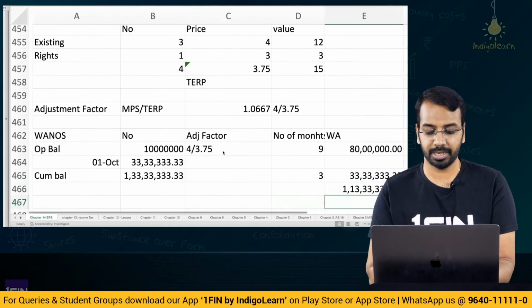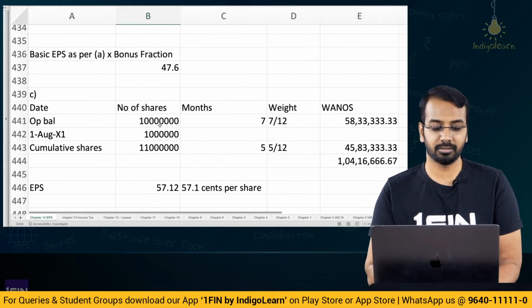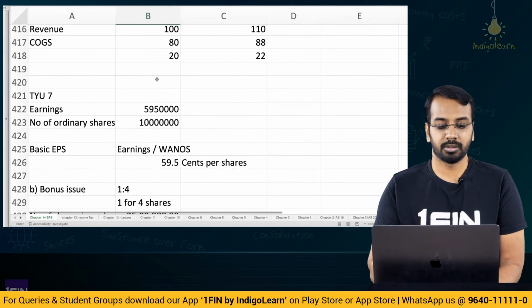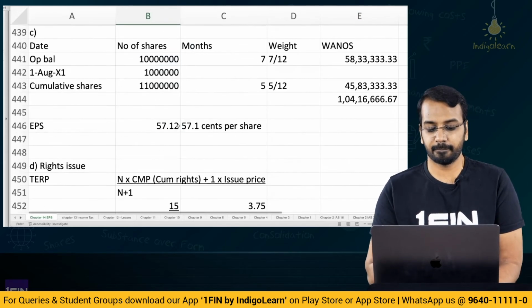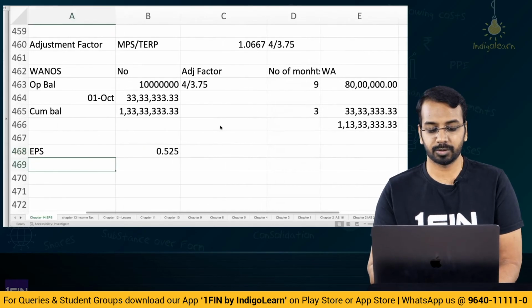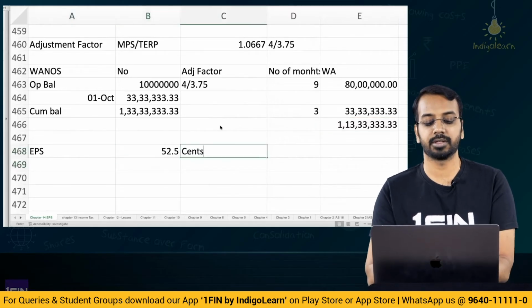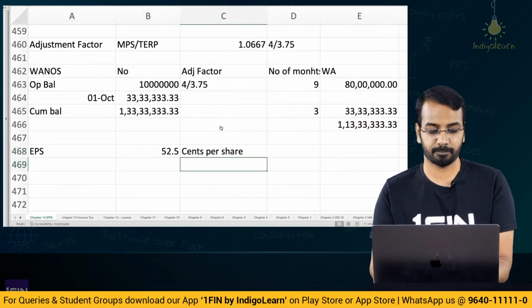And if you sum this up, you get the weighted average, right? So EPS here will be earnings again divided by 1113. So you get 0.525 multiplied by 100. You get 52.5 cents per share.